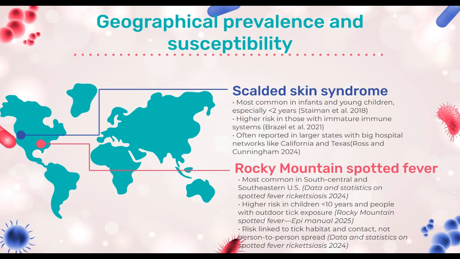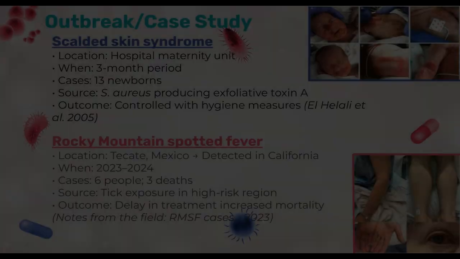Rocky Mountain spotted fever is most common in the south central and southeastern United States, specifically North Carolina, Georgia, along that region of the country, especially in children under 10 and in people who spend time outdoors. The risk depends on tick exposure, not person-to-person contact, because again, it is non-contagious.